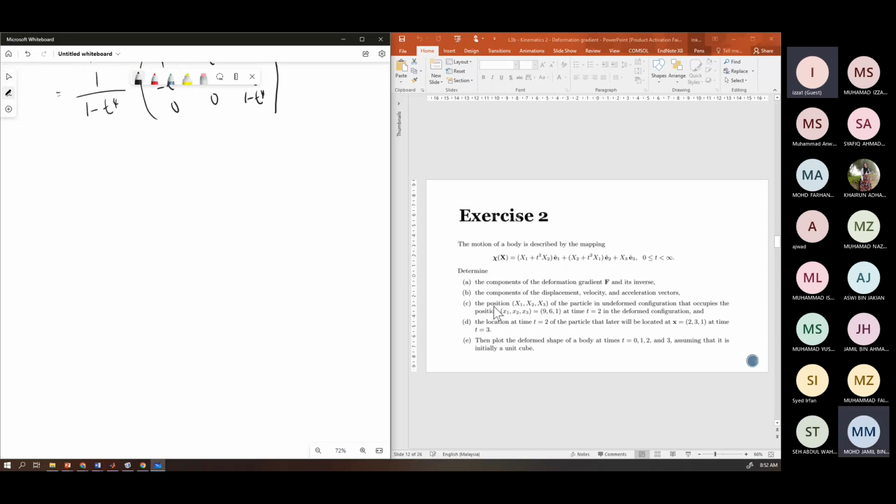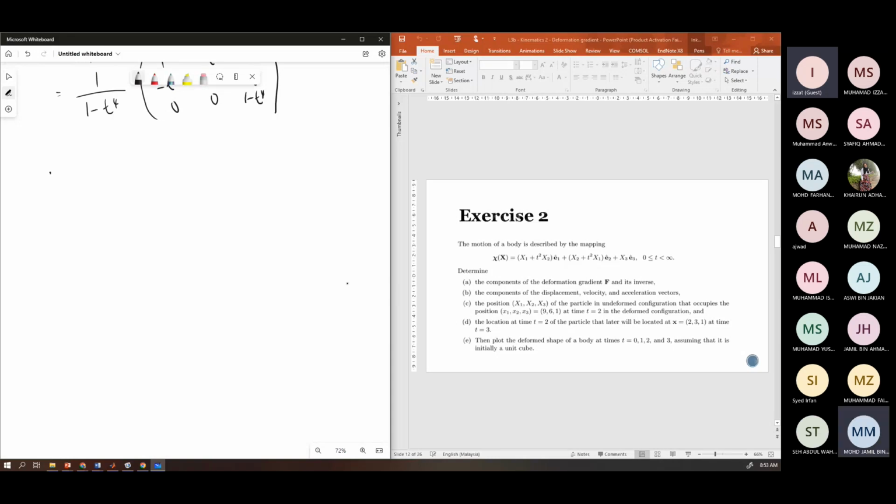So the second question is determine the components of displacement, velocity, and acceleration. Okay, so dia tak cakap in what configuration, okay, in Lagrangian or in Eulerian. So, but you can find both. Okay, so here I will only find the Lagrangian. Maybe later on you try to find the Eulerian velocity and acceleration.